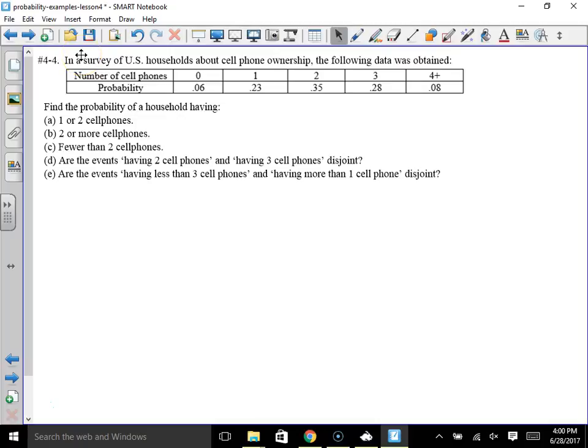Okay, in problem 4 here, it says in a survey of U.S. households about cell phone ownership, the following data was obtained. There are different numbers of cell phones from 0 up to 4 or more, and there are probabilities. So this is a complete probability model. It says find the probability of, and we'll do these one at a time, having 1 or 2 cell phones. So for part A, the probability of 1 or 2 is going to be the probability of having 1 cell phone plus the probability of having 2 cell phones.